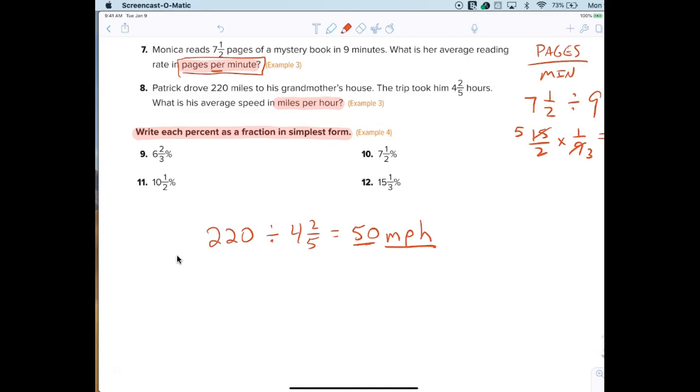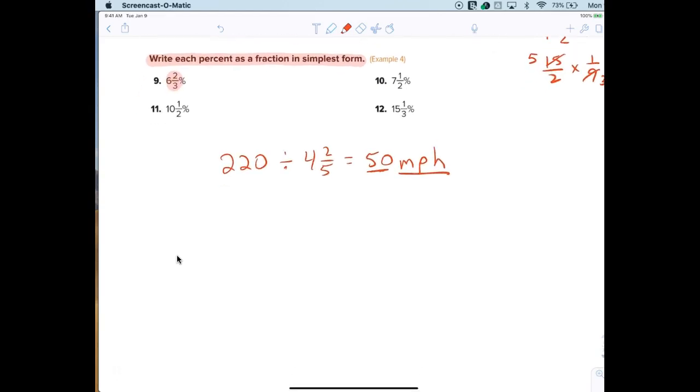25 out of 100. So if I said 175%, that would be 175 out of 100. All right? That's all that means. So this 6 2/3% means what? 6 and 2/3 divided by 100. That's what that means. 6 and 2/3 divided by 100.